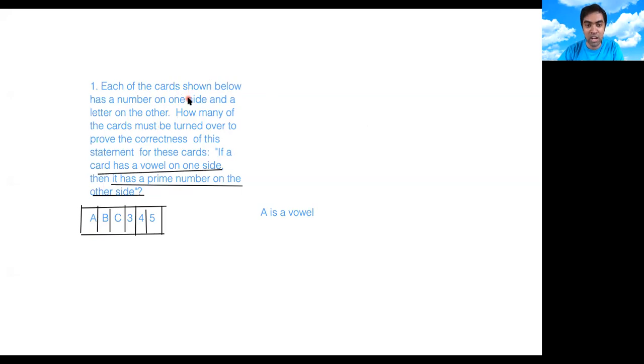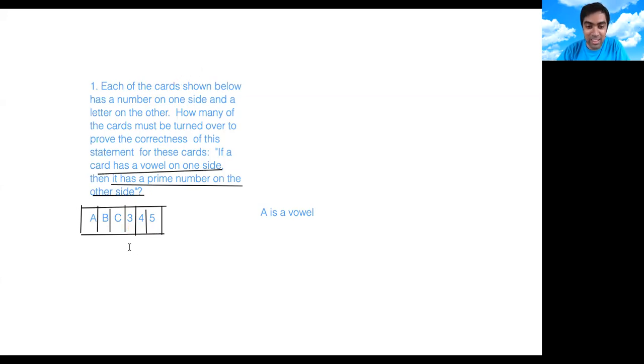And we know that each card has a number on one side and a letter on the other side. So if it has a B on this side, it doesn't have a vowel, so it doesn't matter what's on the other side. The C doesn't matter. Now let's think about the 3, 4, and 5. We know that one side is a number and one side is a letter, right? So in the 3, what should the other side be for this statement to be false? A consonant.